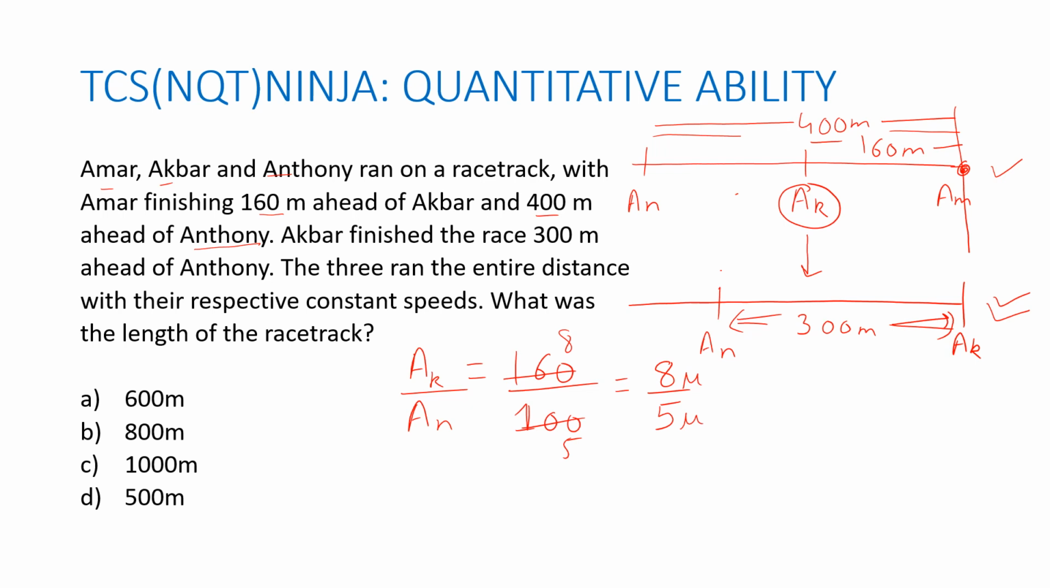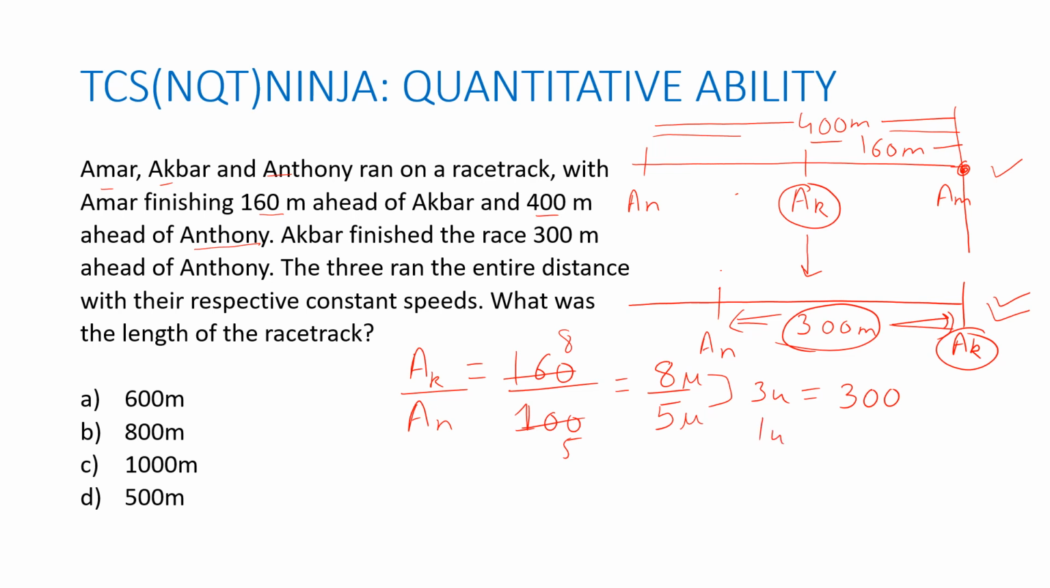So I'll start it like this. When the race began, anytime Akbar covers 8 units, Anthony is going to cover 5. Take an example. When Akbar covered 8, Anthony would have covered 5. When he covered 16, he would have covered 10, and so on. So this gap is widening, and this gap happens to be a gap of 3 units, which finally became a gap of 300 meters when Akbar is finishing the race. So when Akbar finishes the race, this gap of 3 units has become a gap of 300.